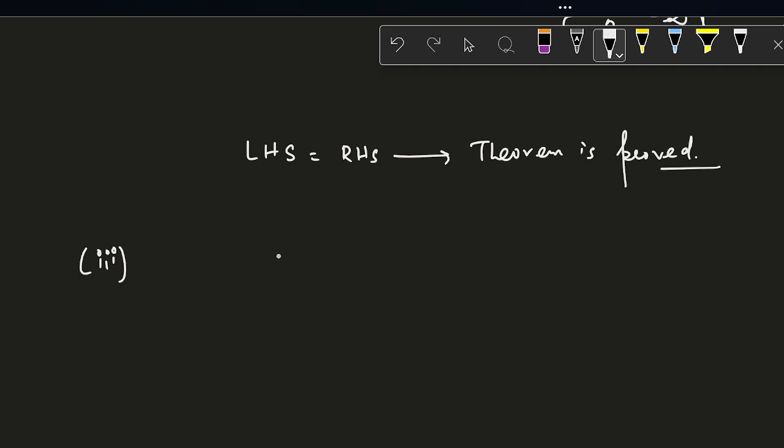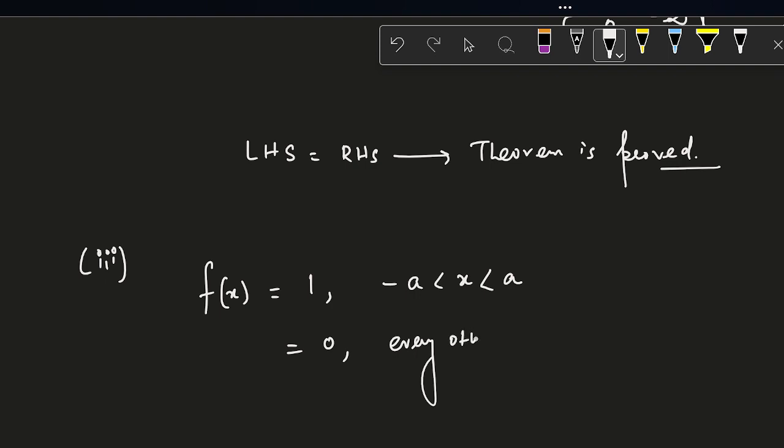So part 3, the function is pretty simple or short, you just have to know the trick of how to deal with it. So here the function is defined as f of x equal to 1 if your x is limited between minus a to plus a, and the value will be 0 for every other value of x. So this is the drill, that you have a function which shows a value of 1 only when x is between minus a and plus a, and for any other value it goes to 0.